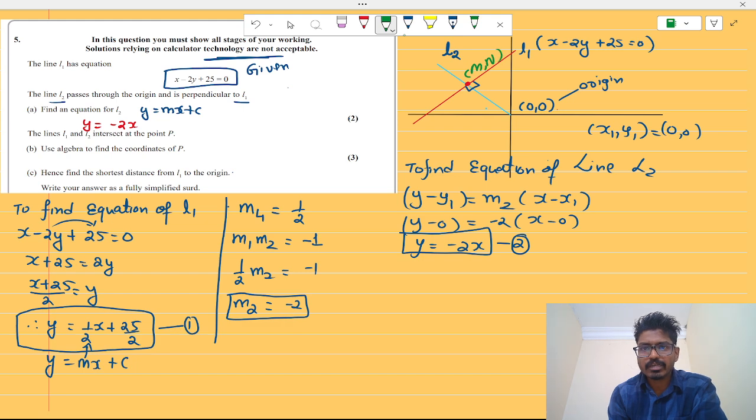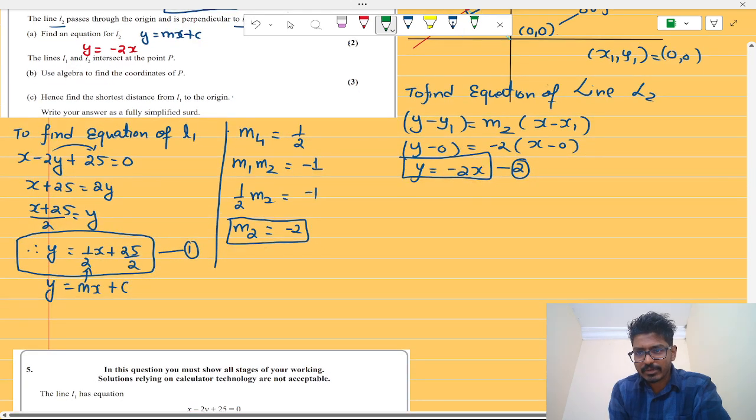So we need to find the value of M and N. That is, use algebra to find the coordinate of P, which is M and N. How can we find it? We will take the two equations, equation 2 and equation 1, and then find our coordinates. So we can find the value of x and y, right? I'll find it out here.